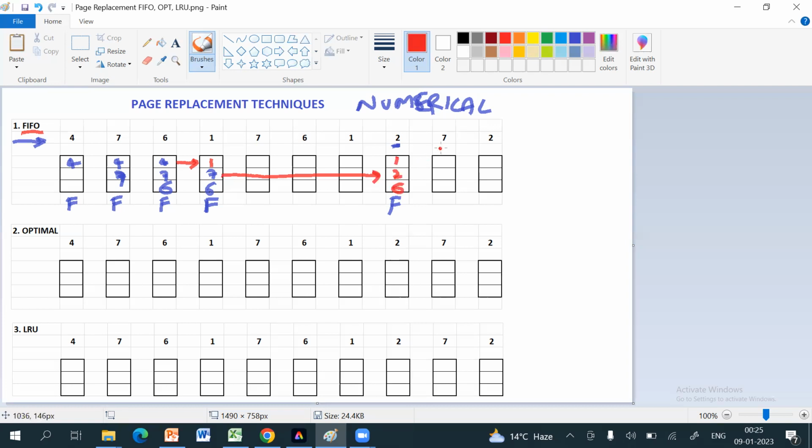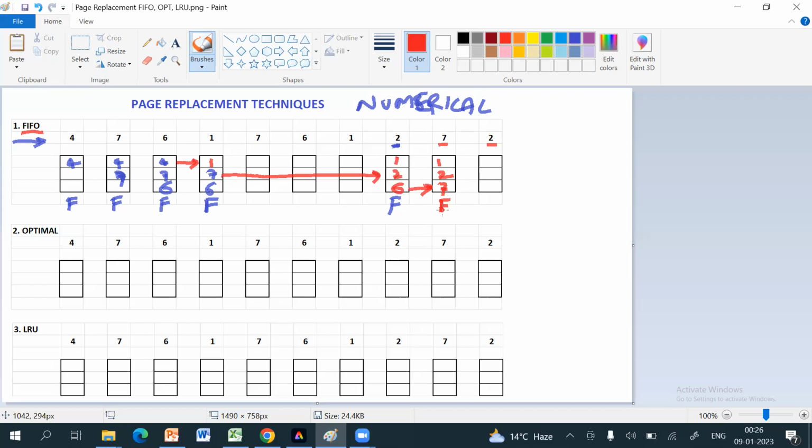Next in line is 7. 7 is not available in the current frames, so it will have to be loaded. For doing that, we need to replace one. Among 1, 2, 6, 6 arrived first in the memory. So first in, first out. So obviously 6 will be replaced with 7 here. And 1 and 2 are already existing here. Next in line is 2. 2 is already there in the memory, so no need to load.